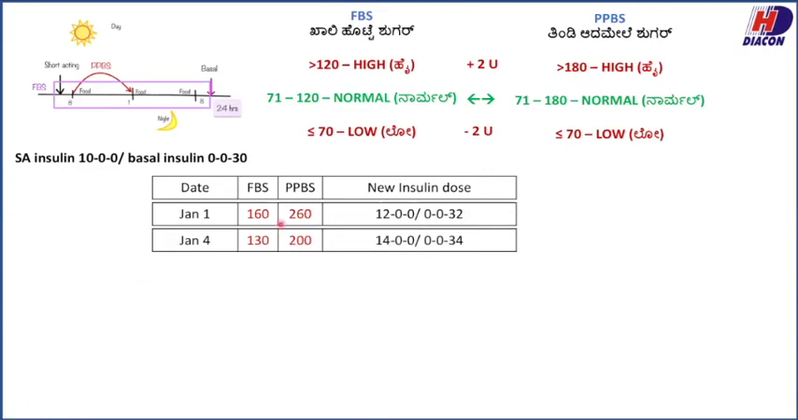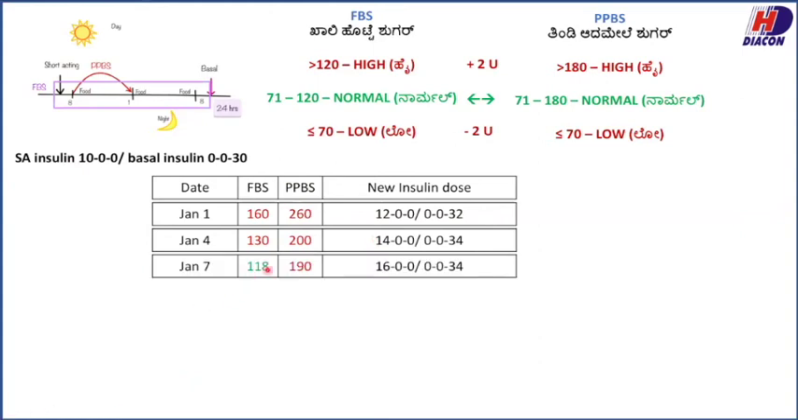We check again. The fasting sugar is 130. After breakfast, it is 200. So what do we do here? Both the fasting and the postprandial are high. So to control the fasting, basal insulin night dose goes up from 32 to 34. Postprandial is 200. To control that, we increase the morning dose of short-acting insulin from 12 plus 2, it becomes 14.